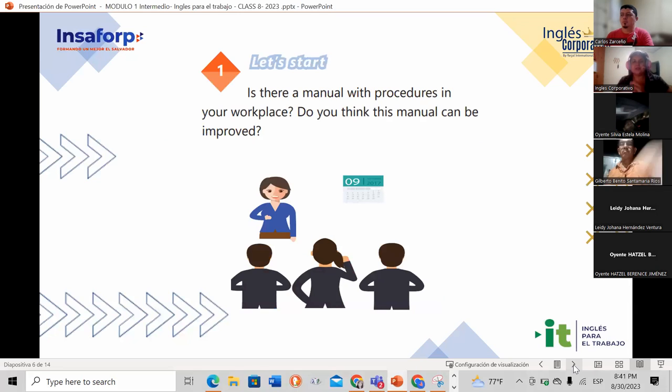Okay. So the first question today: is there a manual with procedures in your workplace? Do you think this manual can be improved? Okay, if you know the process of training for new hires, for new employees in your company, do you know what the material or the topics in the training information are? That should be called a manual, right? Among the manual, do you think that it needs to be improved? What is your opinion? Volunteers?